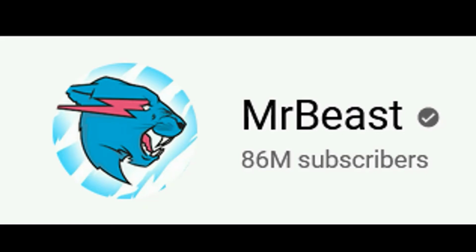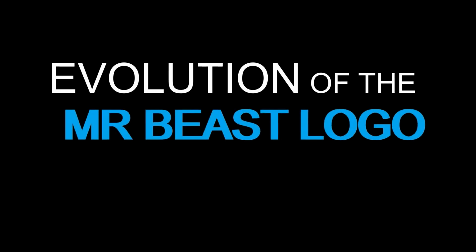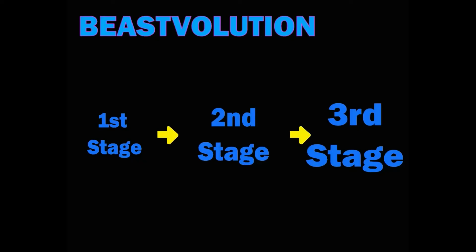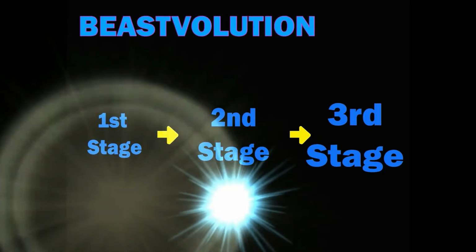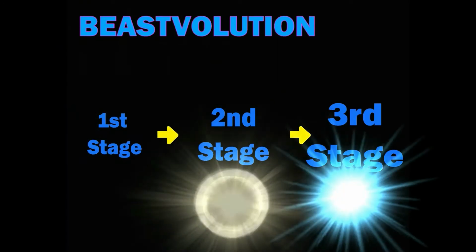This is Mr. Beast's logo. Okay, and what now? I am going to create an evolution of the Mr. Beast logo. What evolution? It is just a logo. Yes. But what if the logo was a Pokemon? There will be 3 stages. First, whatever. Just start drawing. Okay. Fine. I will start drawing the first stage. Let's go.